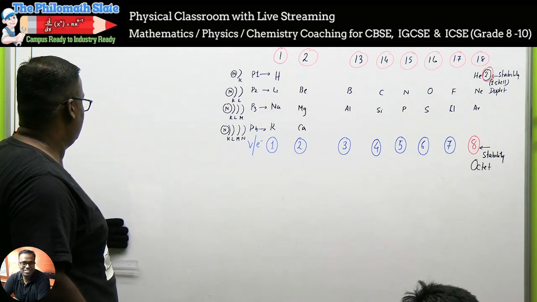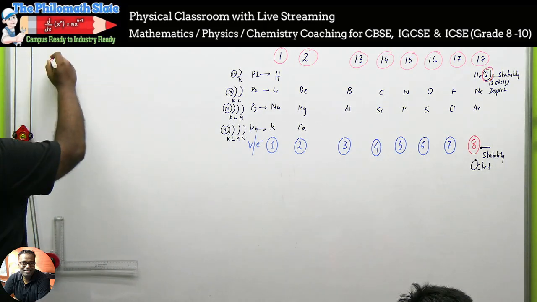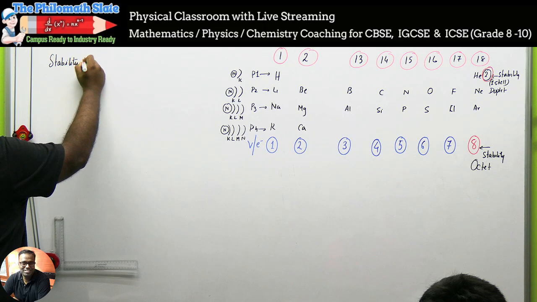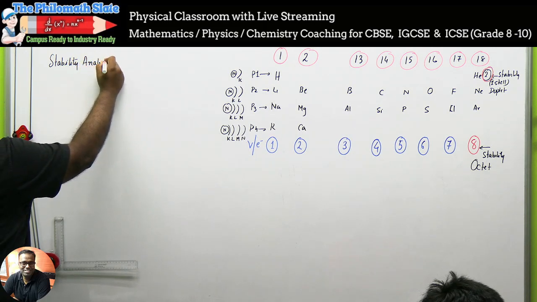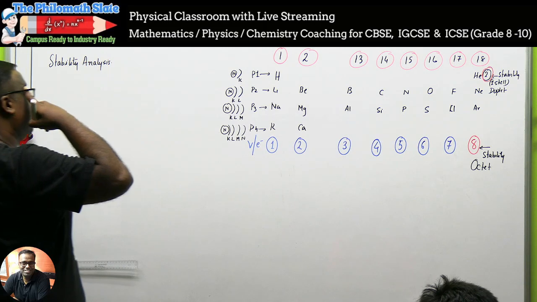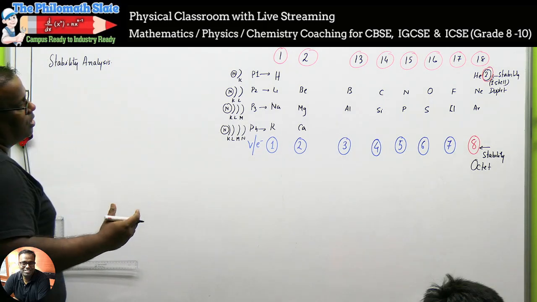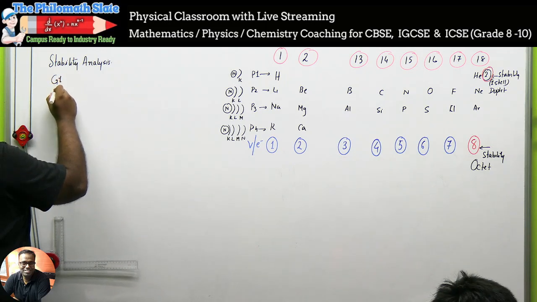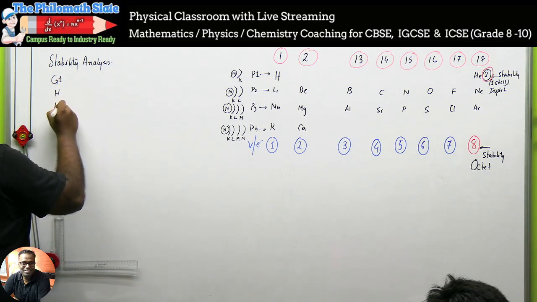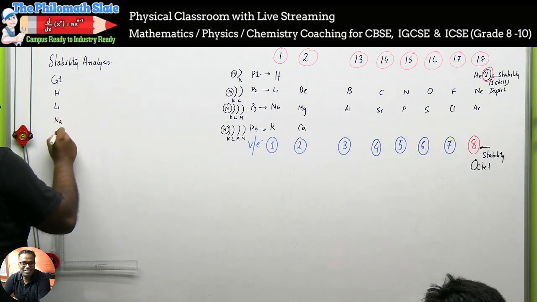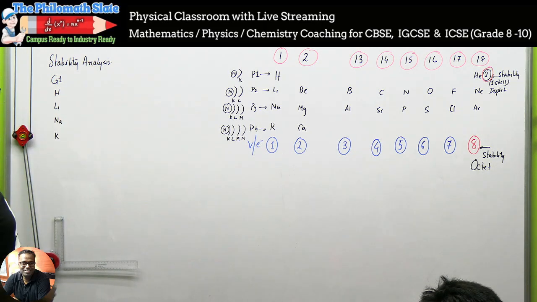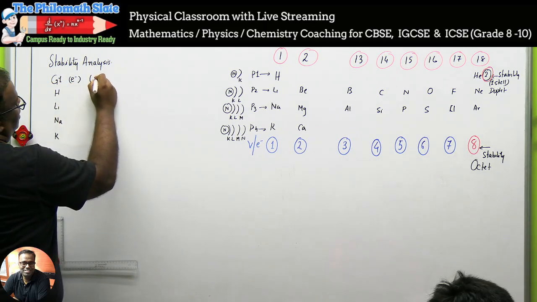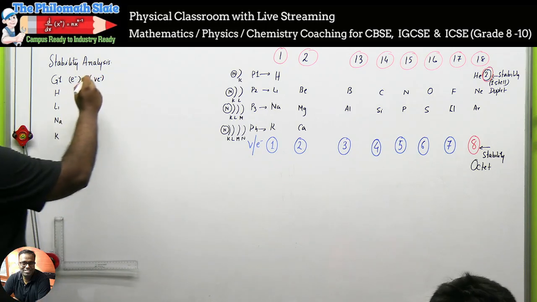Chalo. Now we look at, let's do a stability analysis. We'll do a stability analysis, okay? And we'll do this group wise. Okay, let's take group wise. Group 1, hydrogen, lithium, sodium, potassium. All right? And we will go by the electron count as well as the valence electron count. Have you understood?